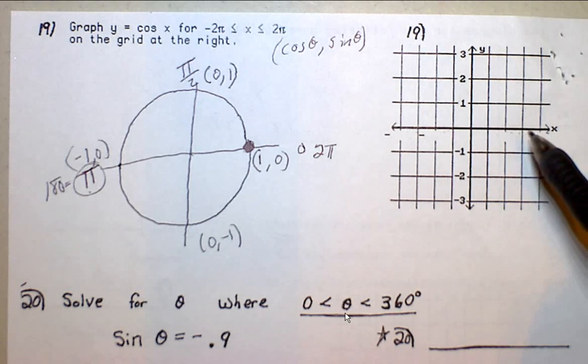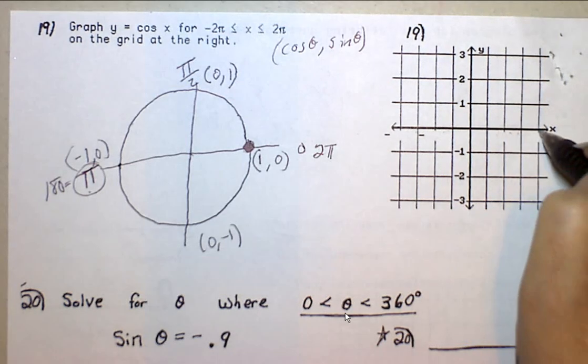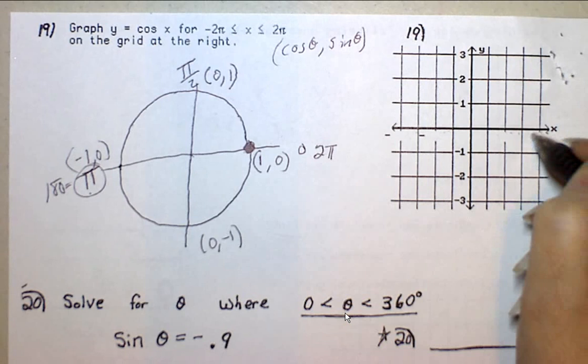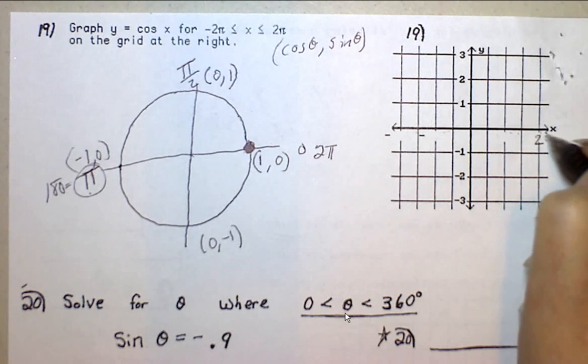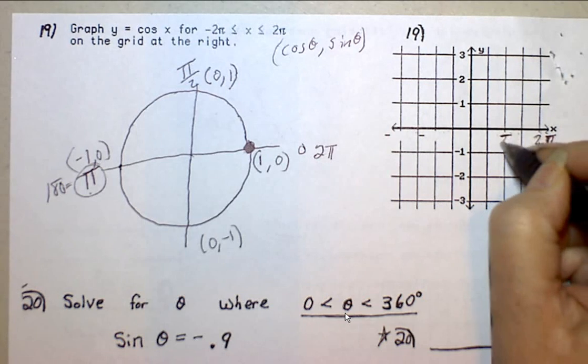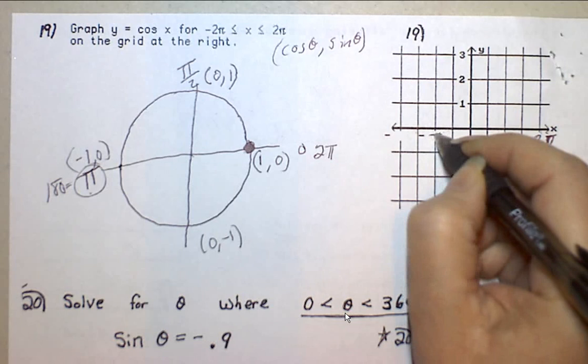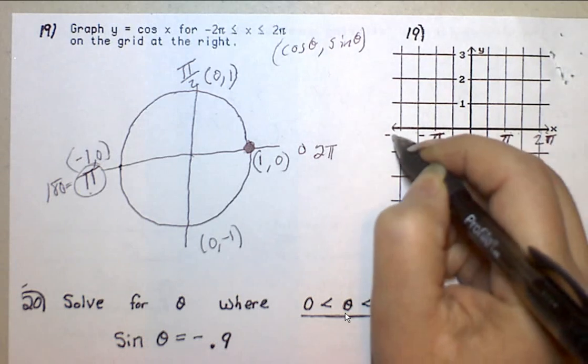So what it wants you to do, and it only has 2 spots and goes to 3, remember it goes all the way around. So we have 2 pi all the way over here, and then this one is our pi. This is our negative pi, and this is our negative 2 pi.